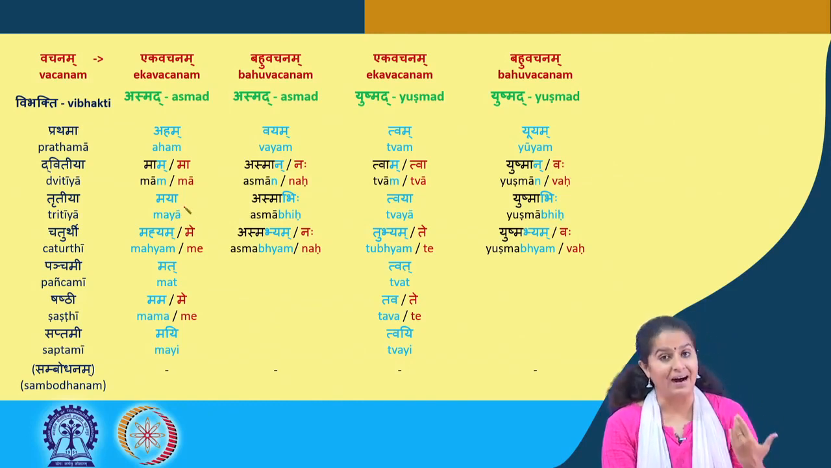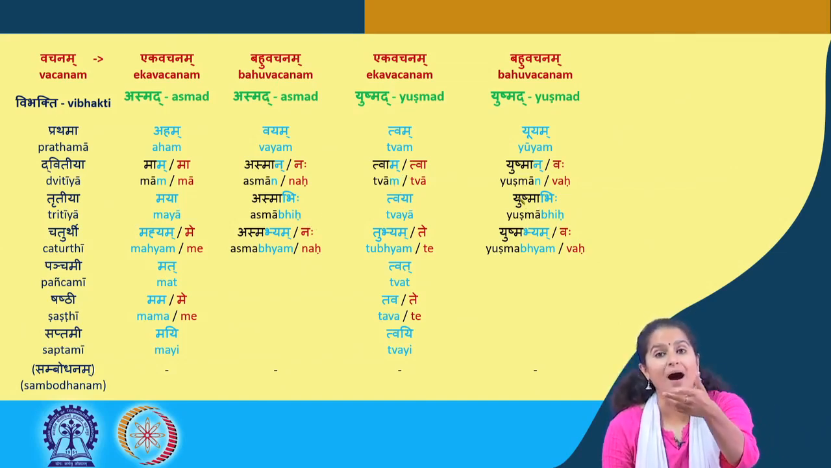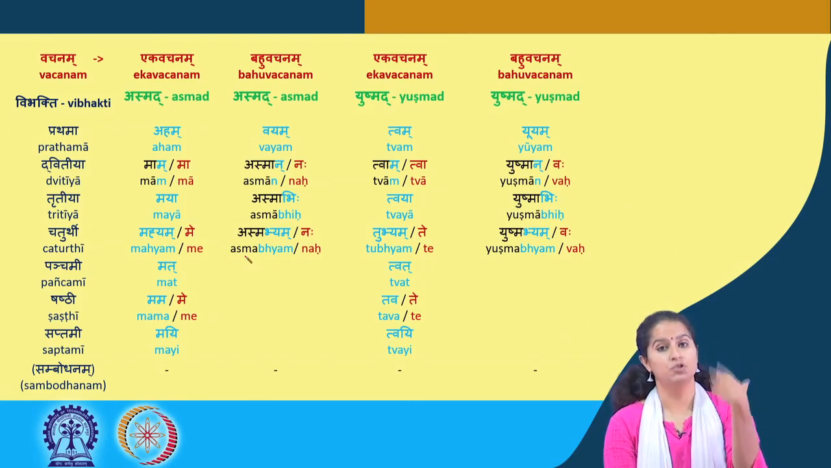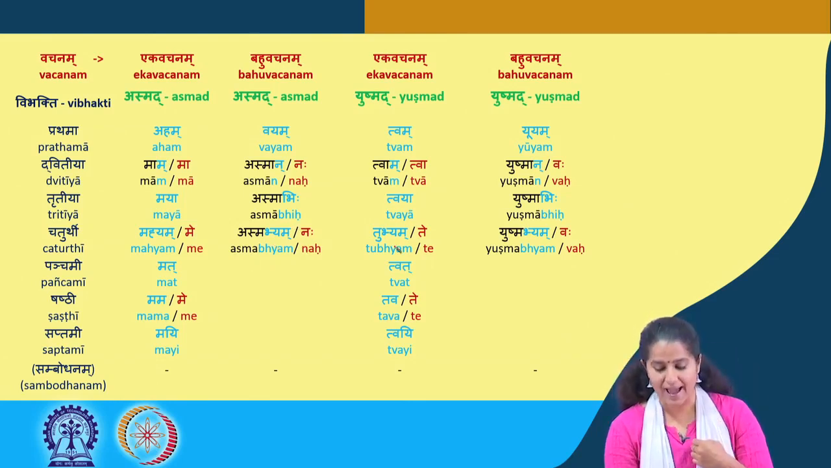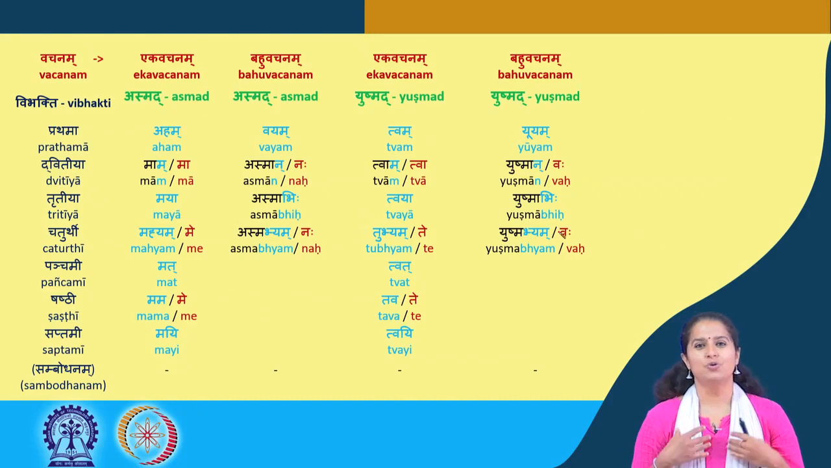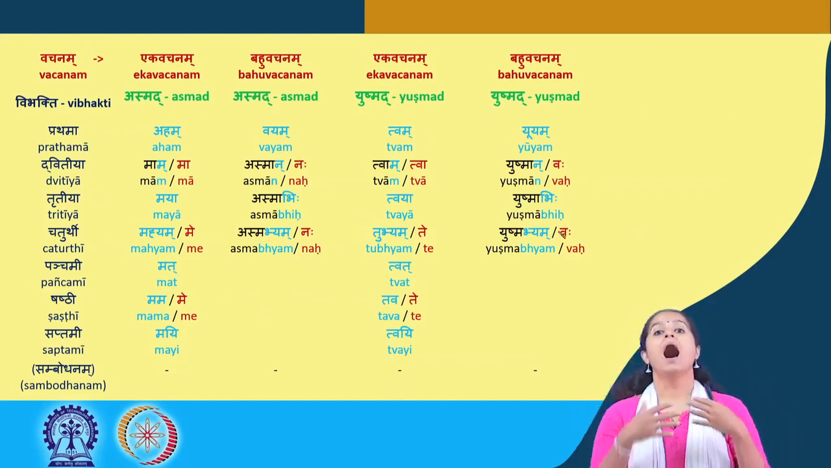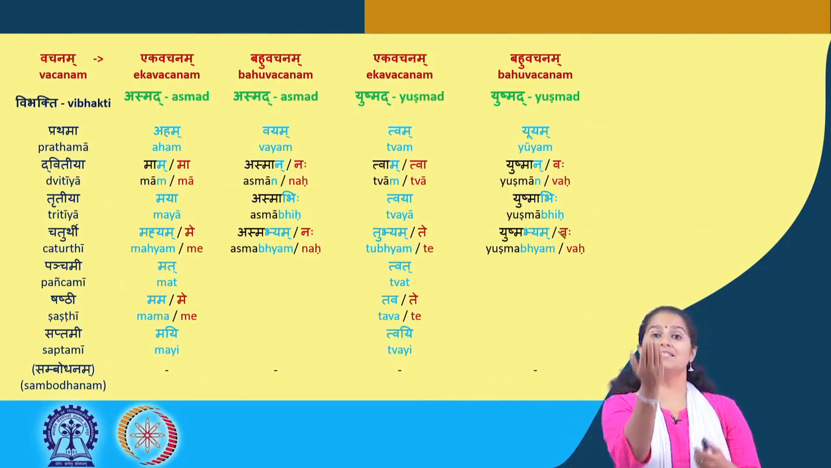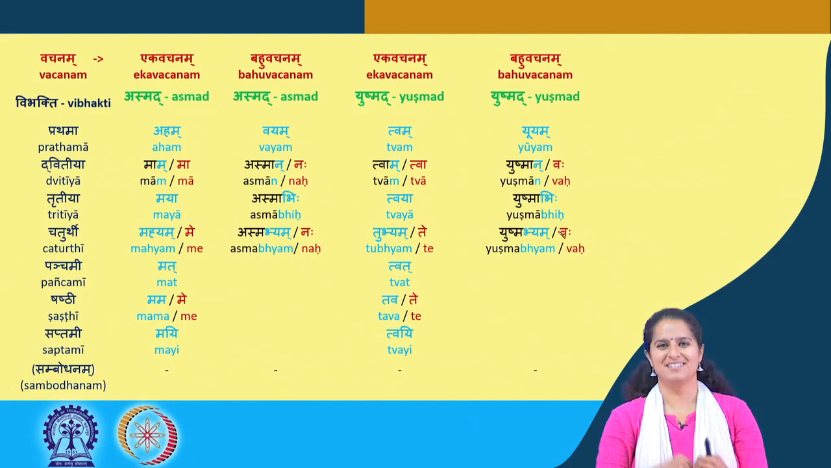Next, maya, with me, becomes asmabhihi, with us. Tvaya becomes yushmabhihi. Uttamam. And then mahyam or me becomes asmabhyam, to us, or naha, and tubhyam or te becomes yushmabhyam or vaha. Uttamam. So you can just do vayam, asman, asmabhihi, asmabhyam. So here the action has to be reversed a little bit.